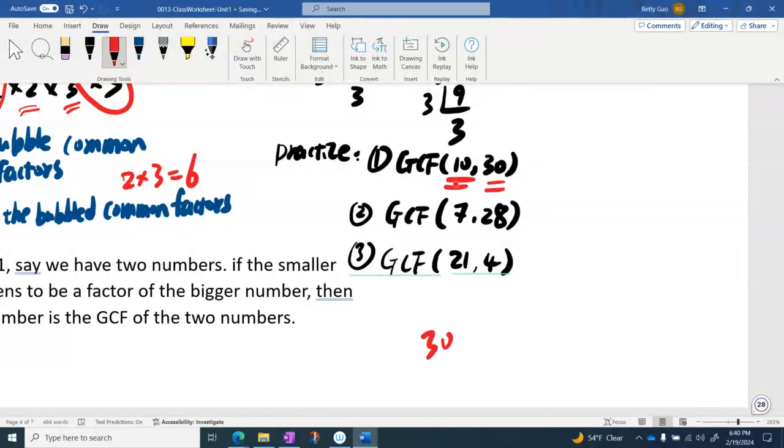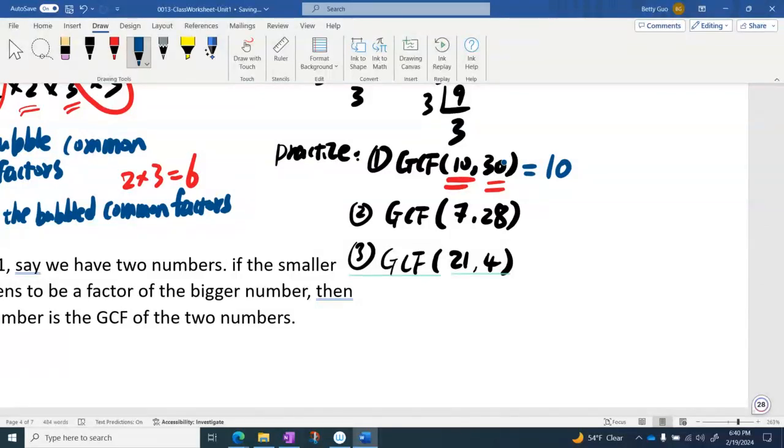Earlier we had 30 and 36. The smaller number 30 is not a factor of 36. So that's the reason I say the situation is a special case. It doesn't always happen, but when it happens, we have the conclusion to refer to and then find the GCF very quickly. Then we know the smaller number is going to be the GCF. The reason is 10 is the biggest factor of itself. 10 is also a factor of 30, and that makes 10 the biggest common factor of both.